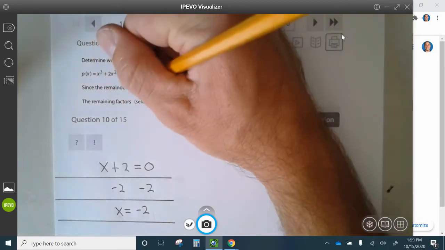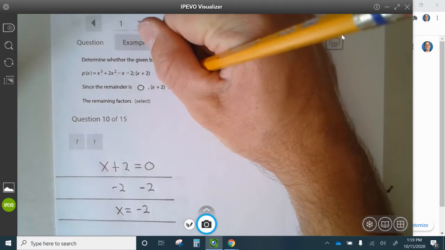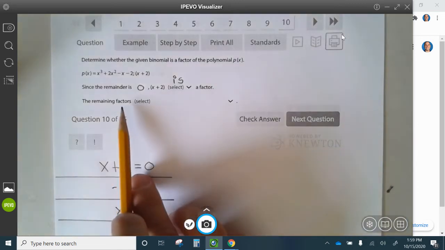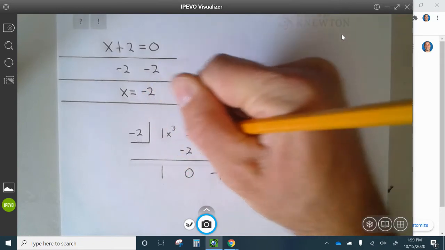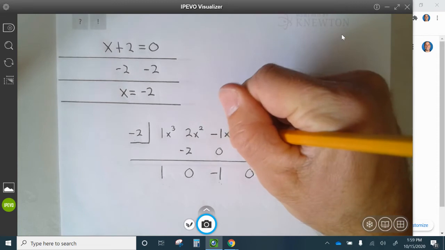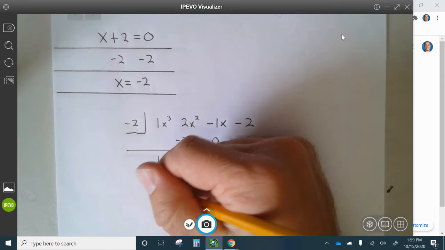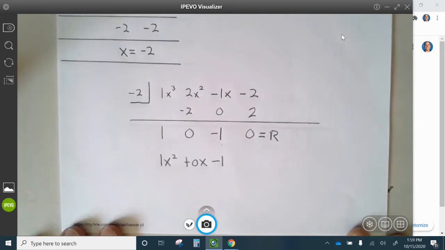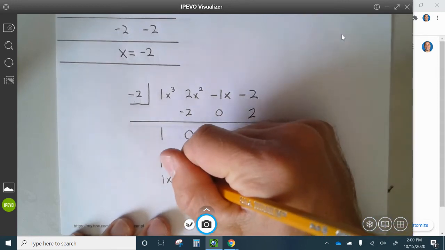So since the remainder is 0, x plus 2 is a factor. Now, to find the remaining factors, we're going to factor this. Now, this was x cubed, x squared, x, but when you divide, you reduce the powers or the degree by 1. So this becomes 1x squared plus 0x minus 1, which can be written as 1x squared minus 1.